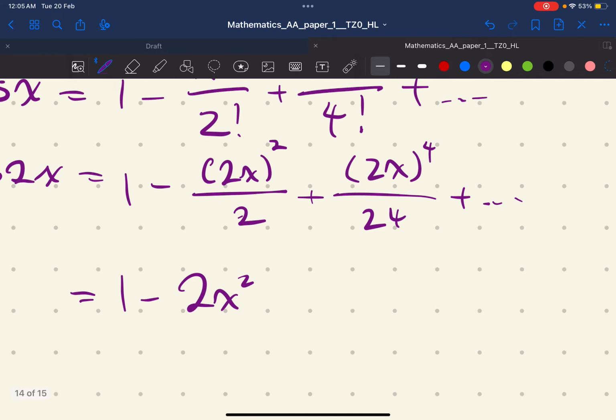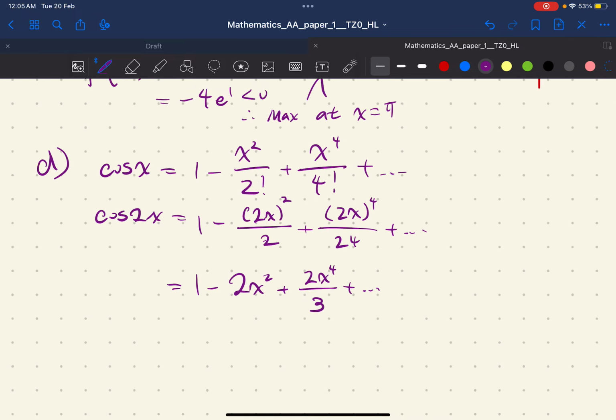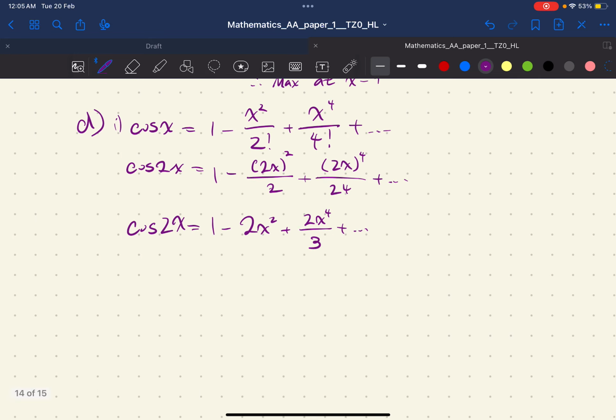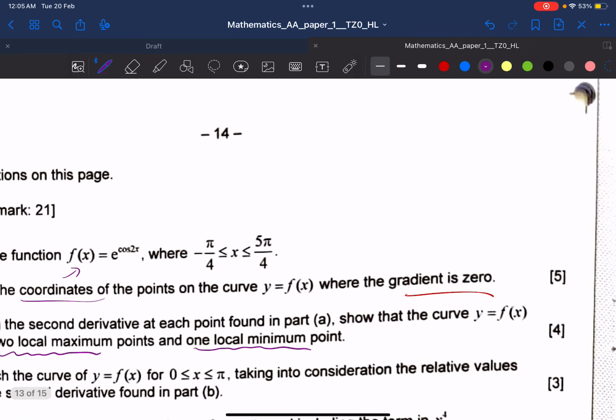This is like 16 over 24. So divide that by 8, so this is like 3, this is like 2, and x power 4. Okay, done. So I think this is kind of easy. Sorry, not x. So D1 is done. So let's see D2. So what happened in D2?